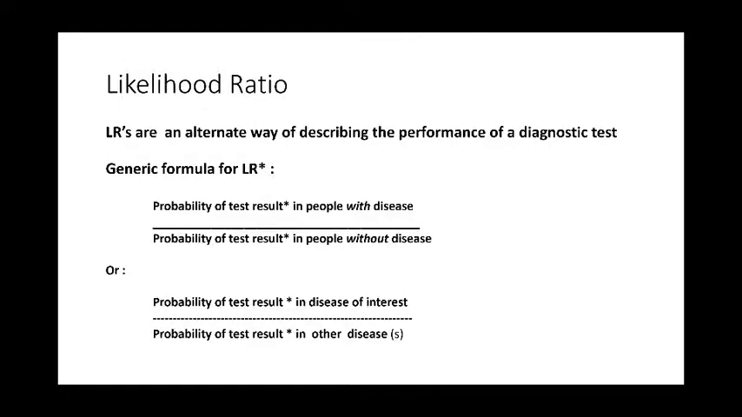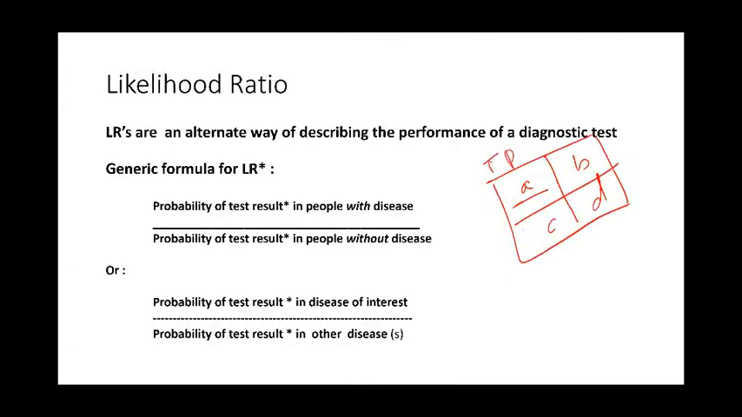So it would be, okay, the 2 by 2 table we've drawn. This is true positive, false negative, false positive, true negative. So probability of test result in people with disease: patients who have disease are A plus C, in which positive test is A. So A by A plus C, which is basically sensitivity, divided by probability of test result in people without disease. So in patients who are not having the disease, B number of people out of B plus D get a positive result. So it is B by B plus D.